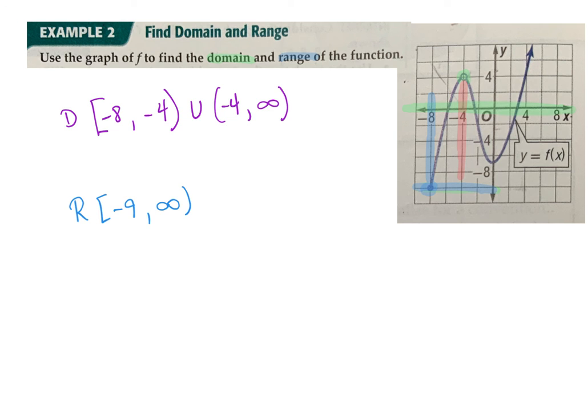So when you're looking at your domain and range with a picture, you're literally looking, is there a problem? Does it start and stop somewhere? Like we have it here. It doesn't go infinitely down. How do I tell you that? How do I tell you it doesn't go infinitely down?